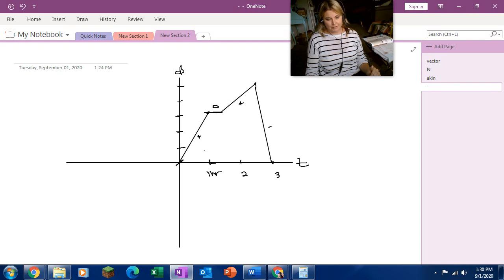And here, there's no speed at all. I'm sitting there eating my lunch. So my line is completely horizontal. So in that case, we have no speed. Okay, so velocity is 0 there.